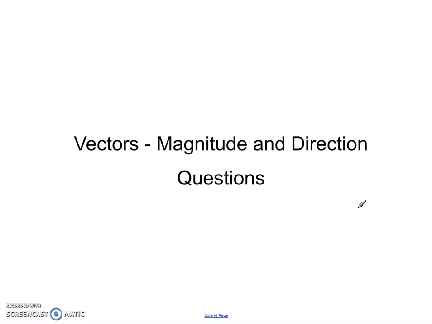So we spent the last video looking at magnitude and direction. They're the two factors which define any vector that we know. What I'm going to do in this video is set you a couple of questions based on these. I want you to read the questions, pause the video, have a crack, and then come back and check your answer with the worked solutions here.